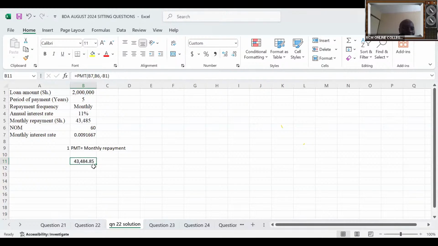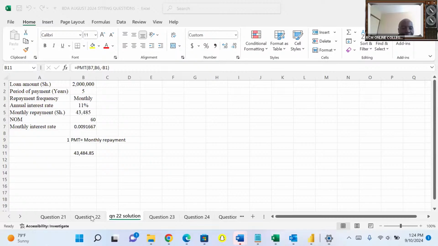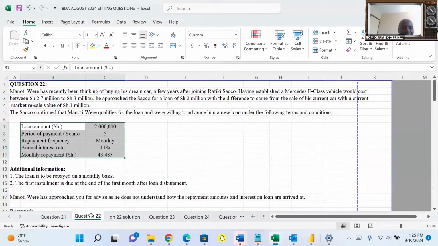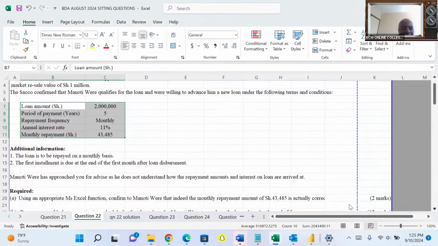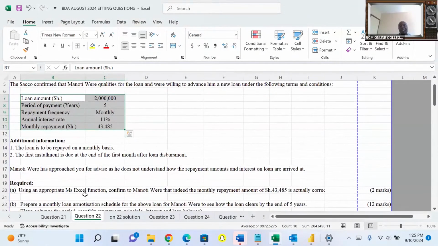So remember the question here was about what? If you remember the question that this examiner asked us, ladies and gentlemen, if I just share the whole screen here, the examiner asked us, number 1, the requirement from this BDA question: using an appropriate MS Excel function, confirm to Manotiwere that indeed the monthly repayment of the amount is 43,485. 2 marks. So that is confirmed. That is confirmed.